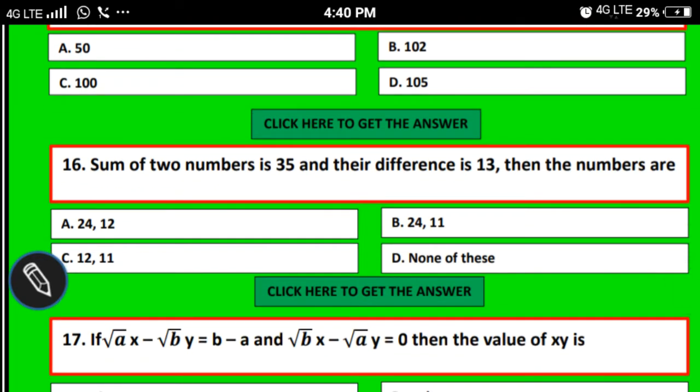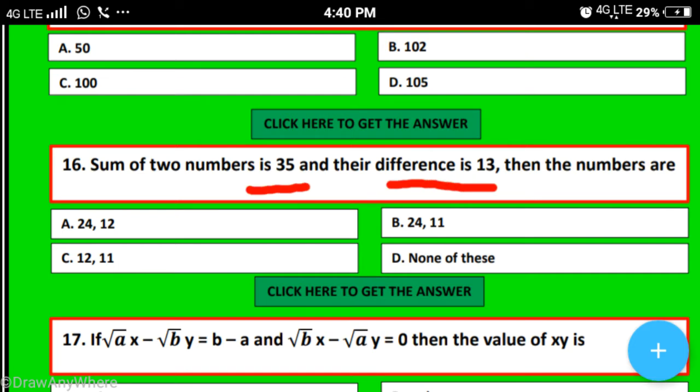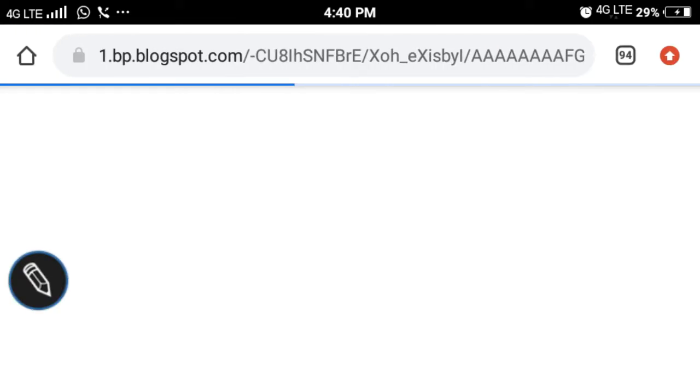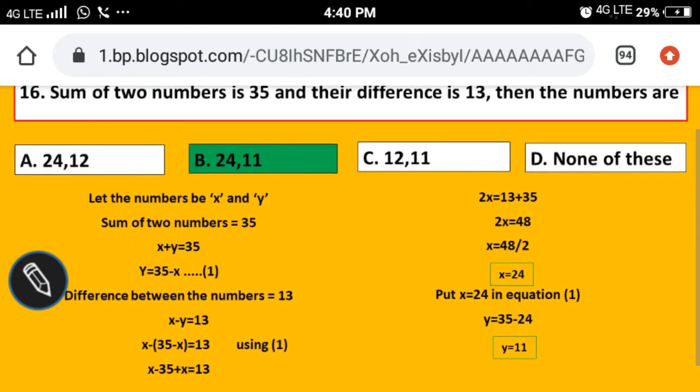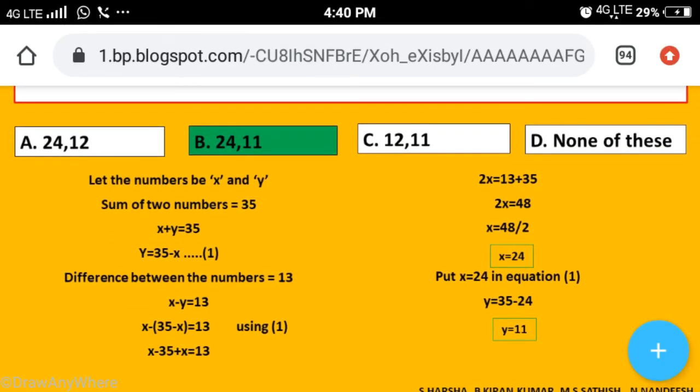Then the 16th question: the sum of two numbers is 35 and the difference is 13, then the numbers are. The equation is not given, so we have to frame the equation and find the solution. Let the numbers be x and y. The sum is 35, so x plus y becomes 35, and similarly the difference is 13, so x minus y equals 13. We can solve this problem by using the substitution method as well as the elimination method.